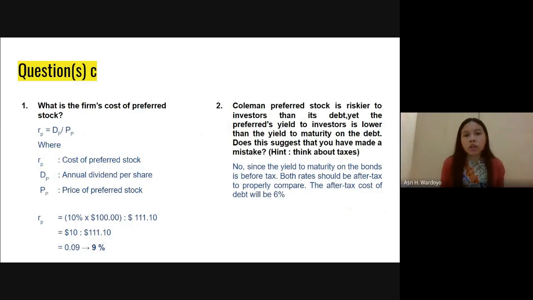Question C number 2. Preferred stock is riskier to investors than debt, yet the preferred yield to investors is lower than the yield to maturity on debt. Does this suggest that you have made a mistake? Our answer is no, since the yield to maturity on the bonds is before tax. Both rates should be after tax to properly compare. The after-tax cost of debt will be 6%. Move to question D.